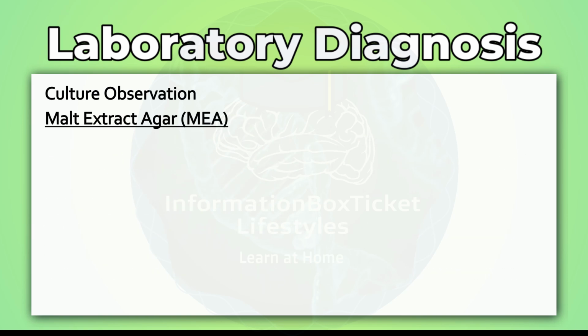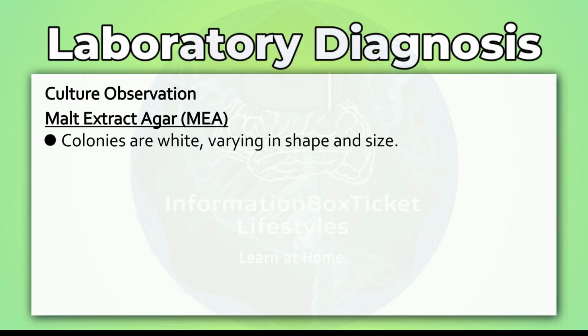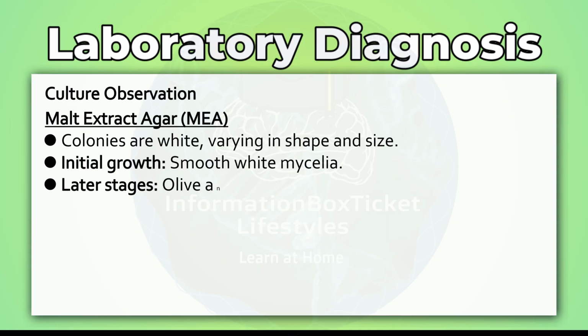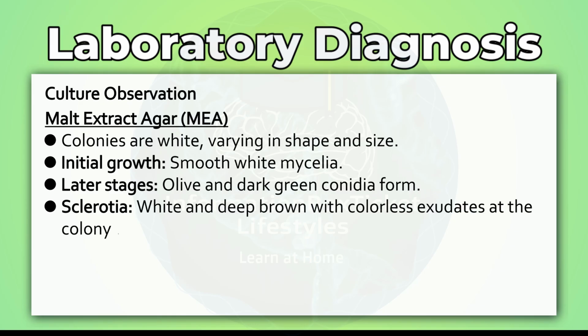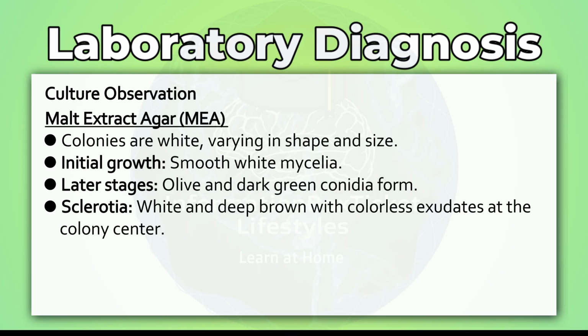Malt extract agar, MEA. Colonies are white, varying in shape and size. Initial growth, smooth white mycelia. Later stages, olive and dark green conidiform. Sclerotia, white and deep brown with colorless exudates at the colony center.